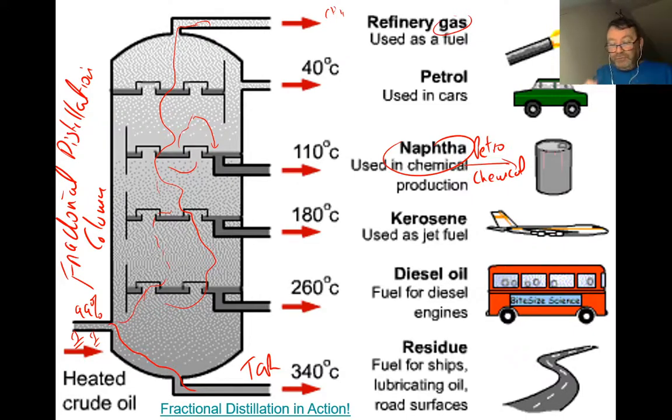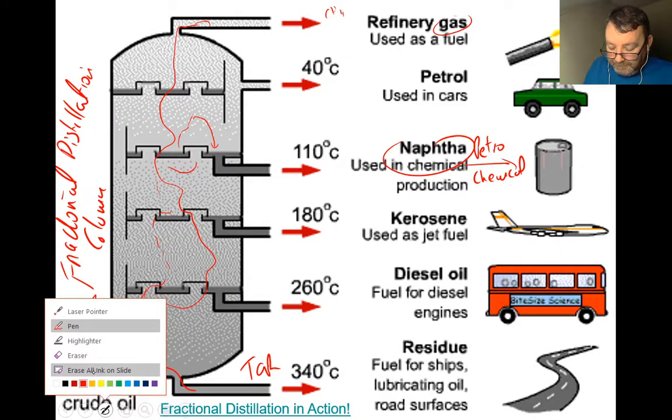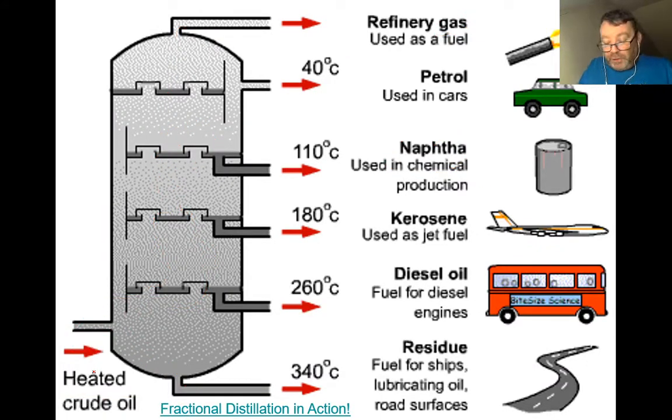So listen to it again. Let's just go through it again very quickly. The crude oil enters from the bottom. The crude oil is heated by burners. Okay, it vaporizes. 99% of the crude oil vaporizes. The only one that doesn't vaporize, as we said already, is tar, which they call bitumen. There it is there, bitumen for road surfaces.